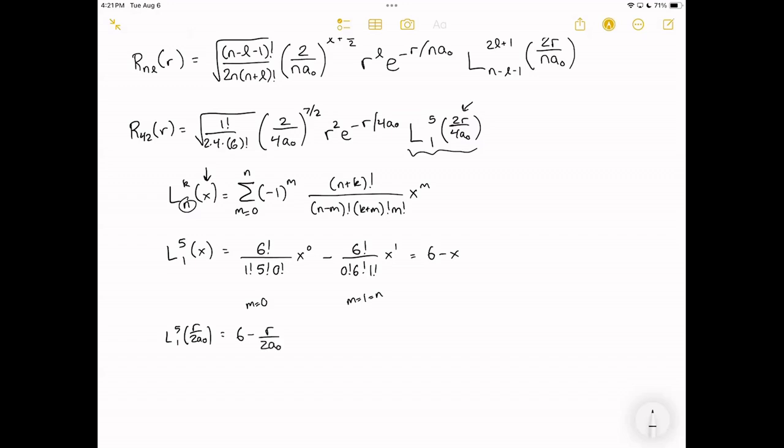And the way that I want you to present this data is in whole numbers. This will give us similarities to the orbitals as listed in the textbook. So we're going to divide both of these by 1/2. And that's going to give us 1/2 times 12 minus r over a naught. And this is how I want you to present this. So this is our polynomial function here.